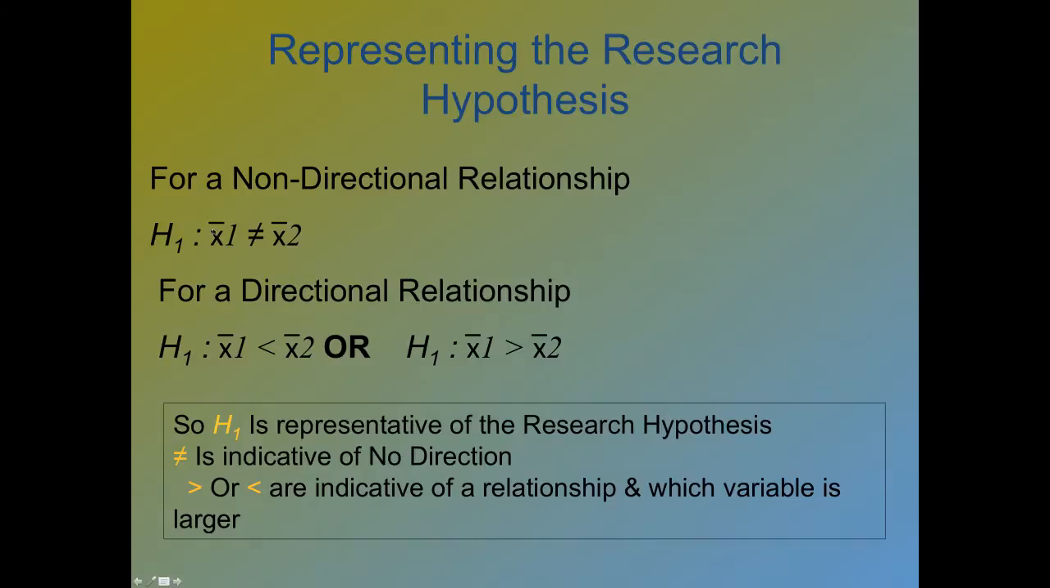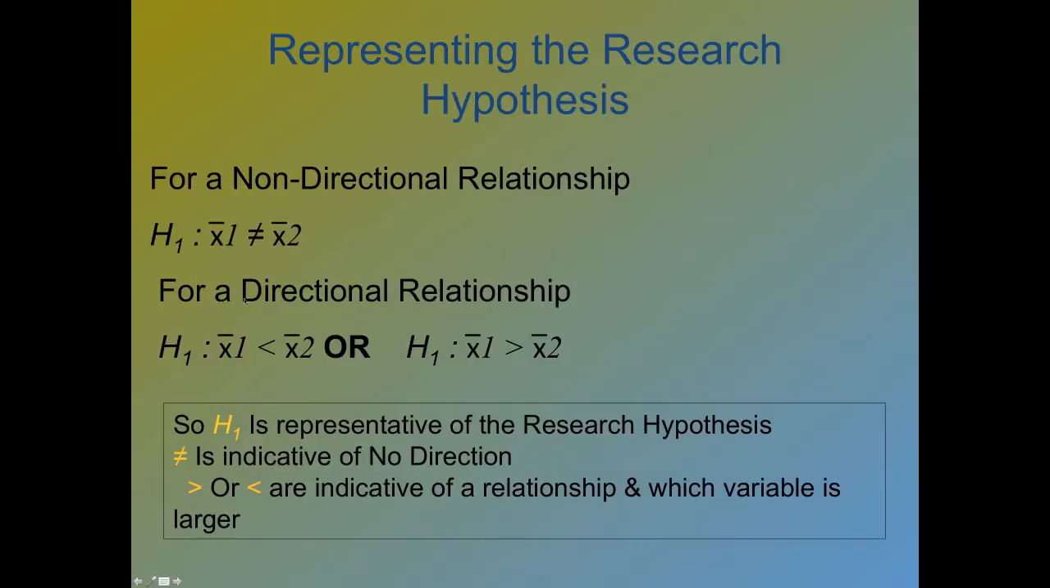Here is the sample mean of your first variable, and this is the sample mean of your second variable. And you're comparing the two and they're not equal, because you simply found some form of an association. So this is how you're stating it. You're hoping that the two are not equal because you're trying to prove that there's an association between the two.